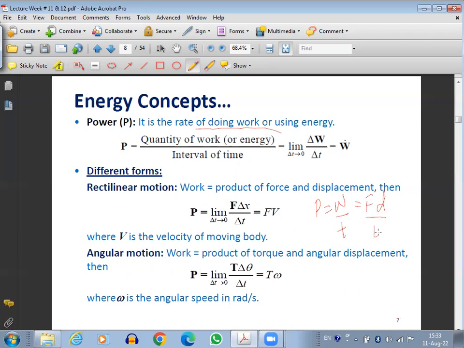over time. Now displacement over time is basically the velocity. So we can also write power as P = Fv. Force times velocity is also power. This is for rectilinear motion. If it is angular motion, we can write power as torque times angular velocity.